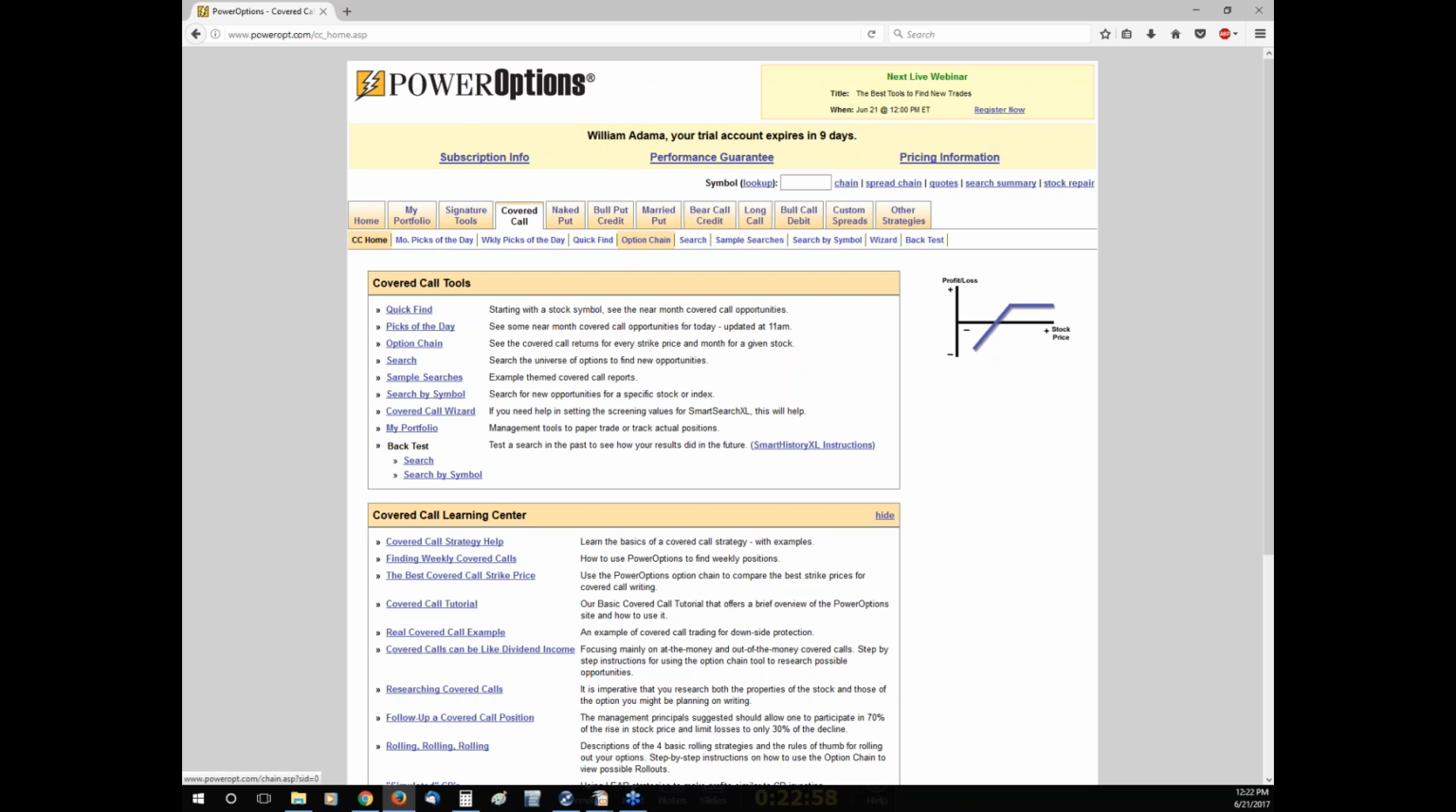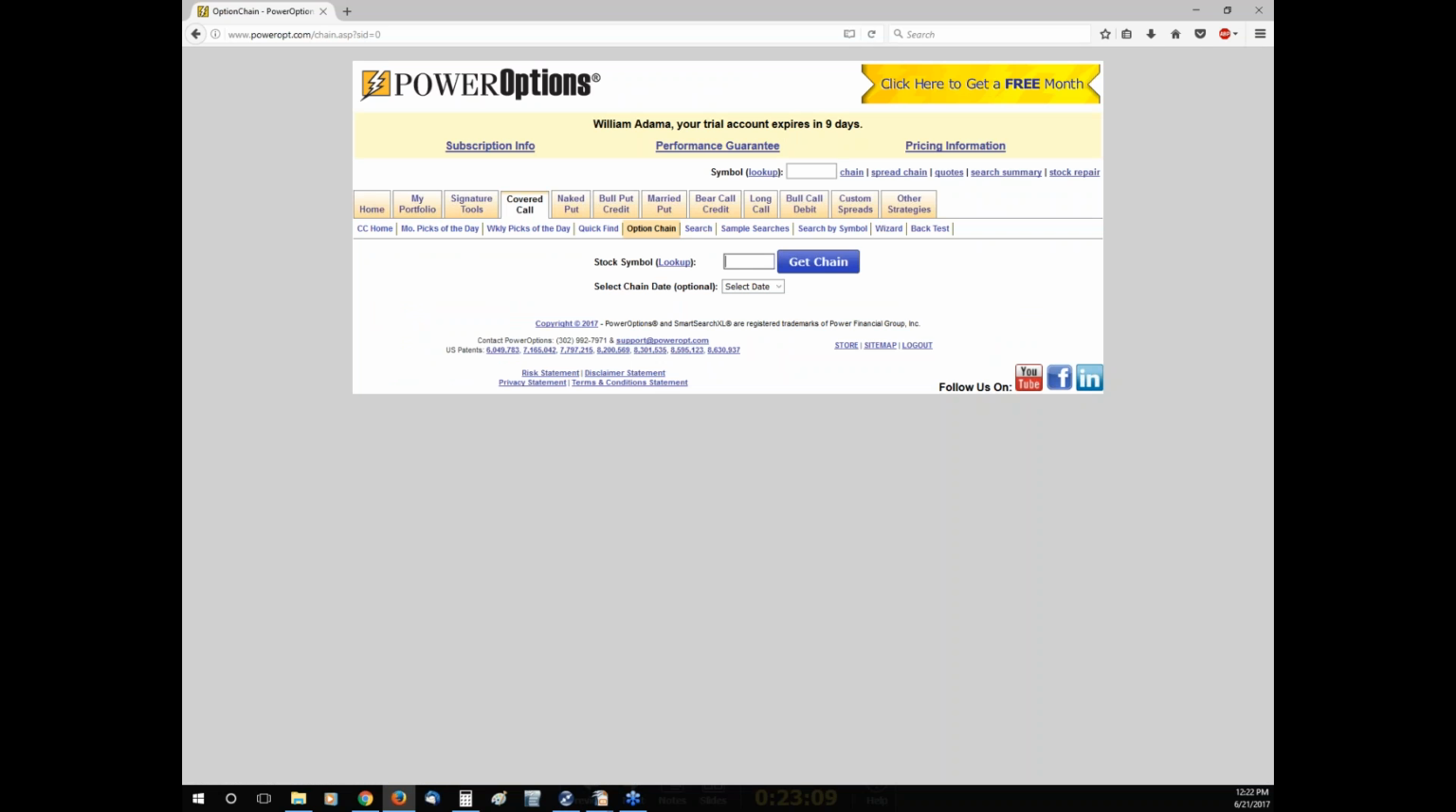All right, now right now, you're probably thinking, okay, where is this going? I already have an option chain. I can get an option chain at Yahoo Finance. I can get an option chain anywhere. All right, well, let's go to the covered call option chain here on PowerOptions.